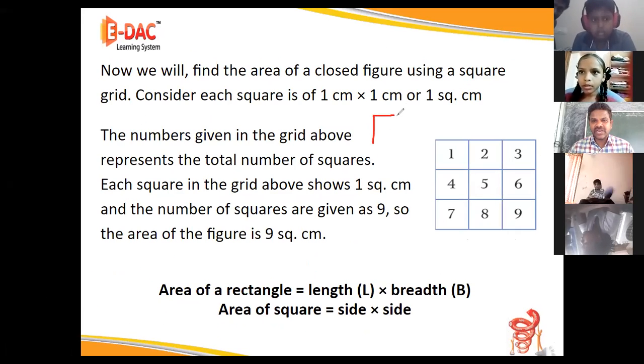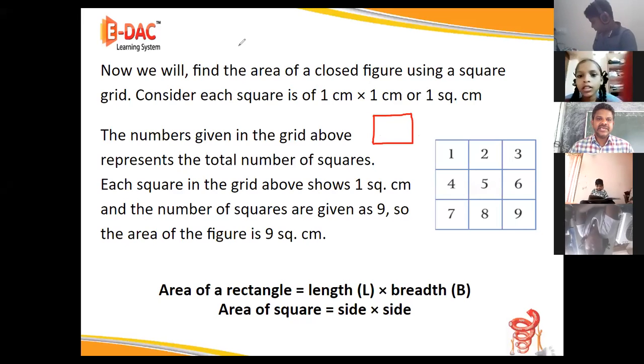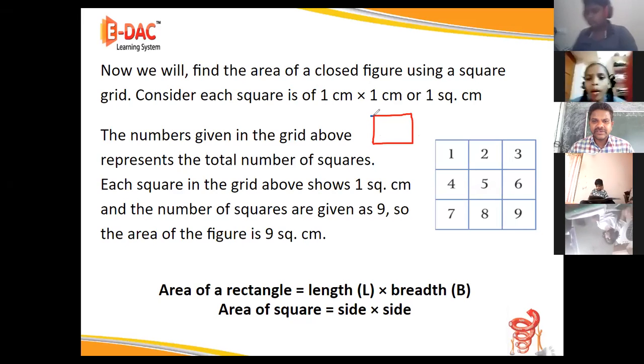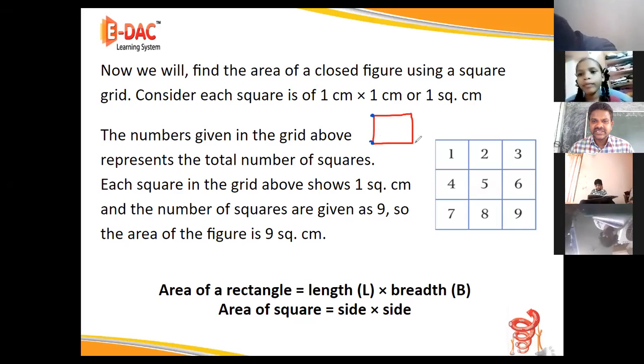Now I will give a small example to show the difference between them. See, perimeter gives the distance from here. You see how far, go by this way and this way and this way, and come back to the same place.